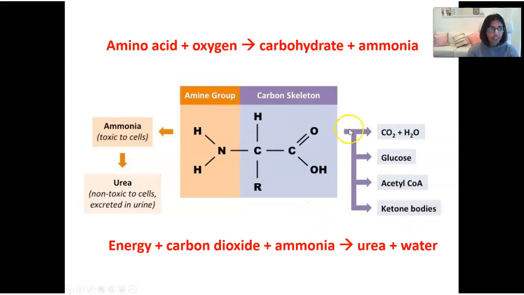Just as a summary, the amino acids that are in excess react with oxygen in the liver, and we undergo deamination, which means that we get a carbohydrate forming, which we can use for energy in respiration, and we have ammonia. Now, ammonia is a toxic substance, so we have to convert that into something safe. With a little bit of energy in the form of ATP and carbon dioxide, this ammonia reacts with these two things to form urea plus water. And when urea and water combine, they form urine, which can be safely excreted from the body.